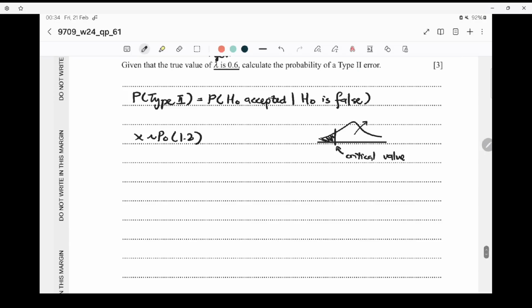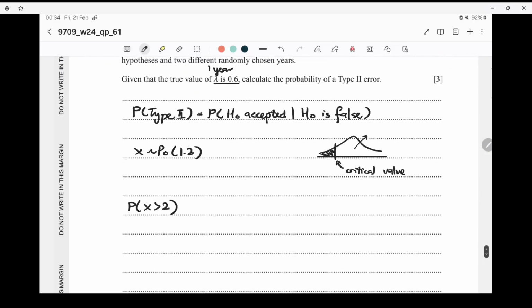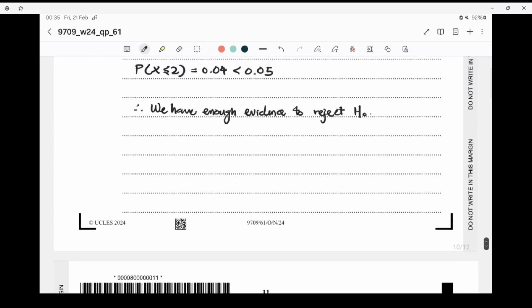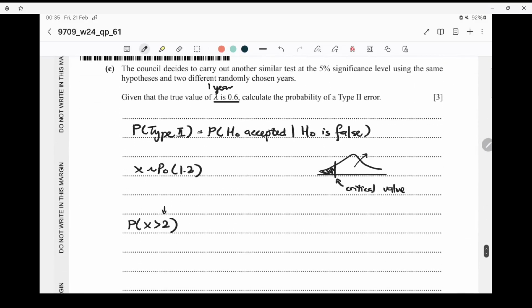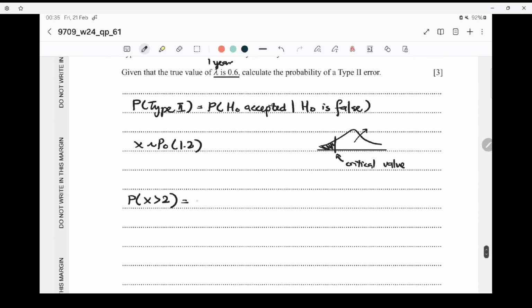So what you need to do is to calculate this thing, because in the previous section we already identified that x equals 2 is your critical value. If you want to calculate the critical region, you use P(X smaller or equal to 2), meaning that the other side will be P(X greater than 2). So that's the rationale. So this is just 1 minus P(X smaller or equal to 2).